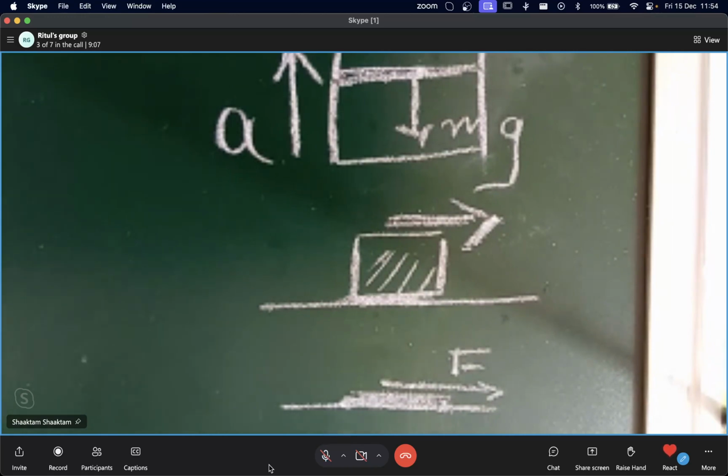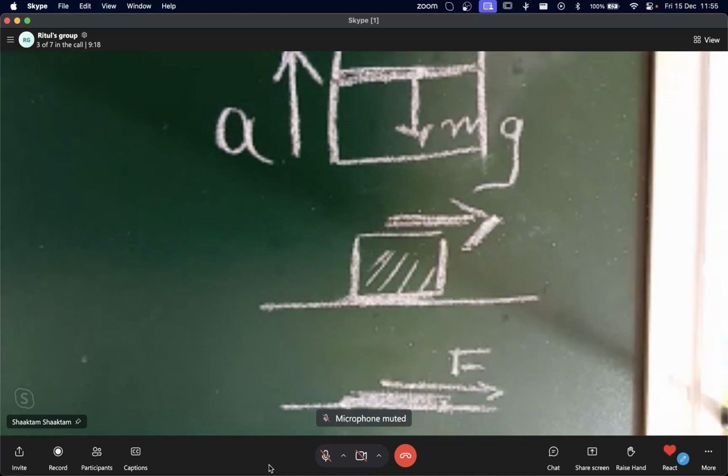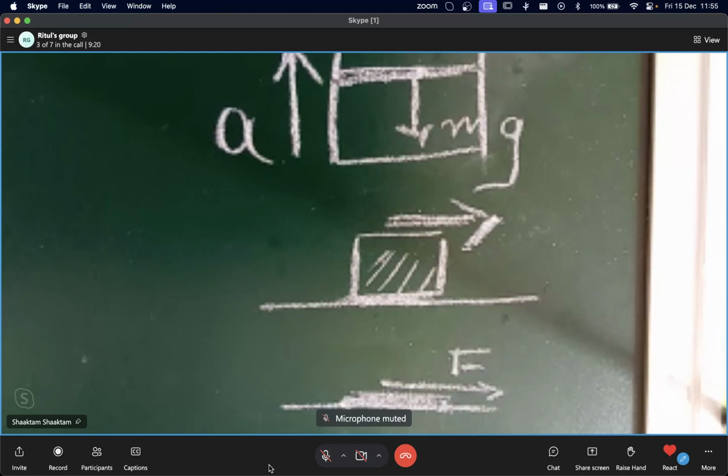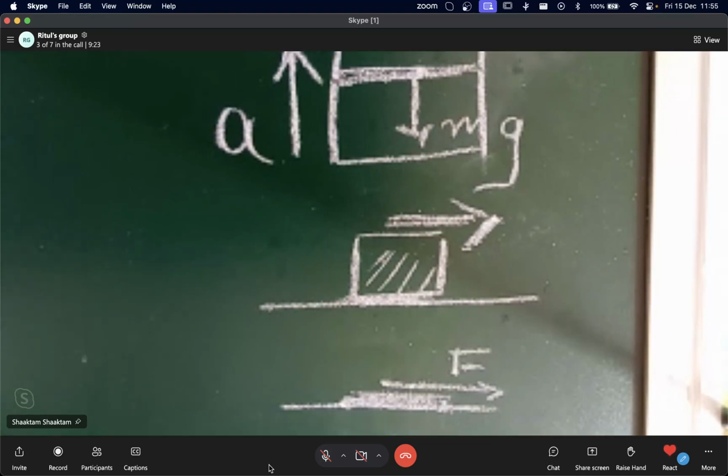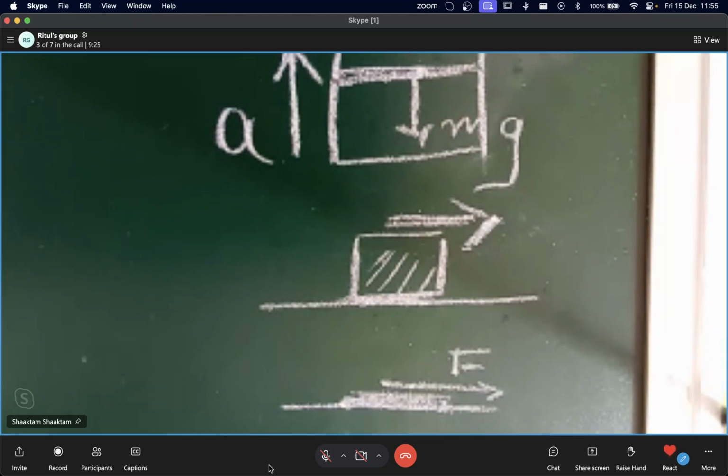What is your take, Ishita? Should it maintain its parallel nature with ground, yes or no? Yes, Ishita. If it's accelerating upwards, then the apparent weight and the true weight are not equal. That is not my question. My question is, what will happen to the surface? Will it reorient or stick to what it was?